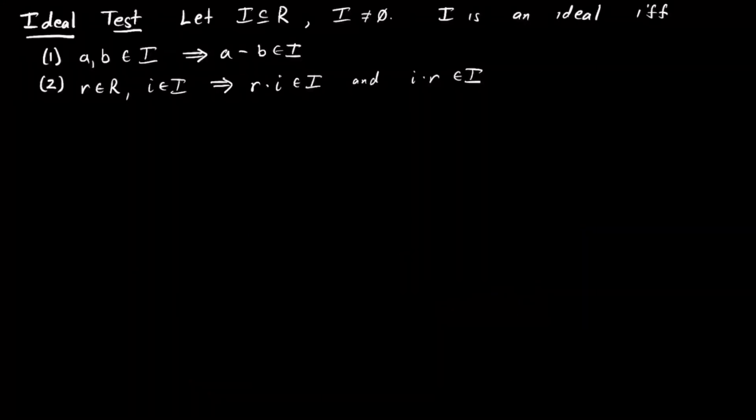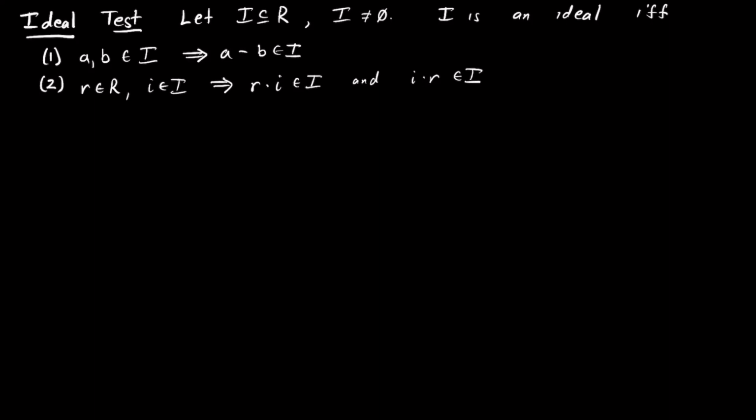At this point, you might be asking yourself, is there an easier way to check whether or not something is an ideal? Right? One of the things we noticed with subrings was to check that something was a subring, we just had to check that it was not empty, that it was closed under subtraction, and that it was closed under multiplication, right? We called that the subring test. Well, it turns out that there is an ideal test, and it also makes the process for checking whether or not something is an ideal much easier. So what does the ideal test say?